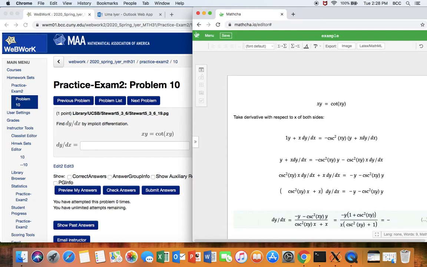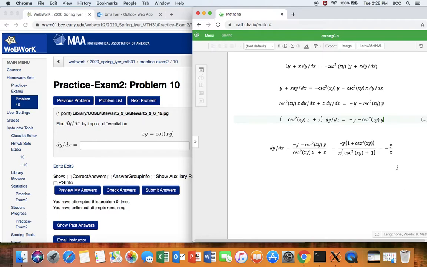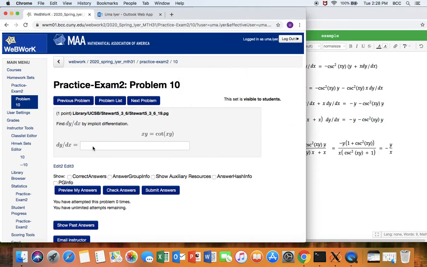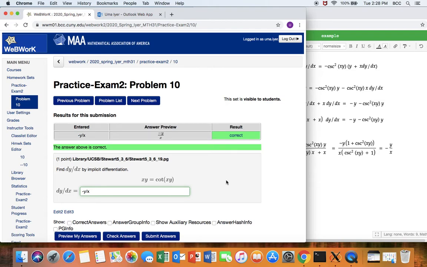So negative, I have a fraction, y upstairs and x downstairs. That's my final answer. All right, so dy dx is negative y over x. Let's try. Done. Okay, problem 10. So see you until next.